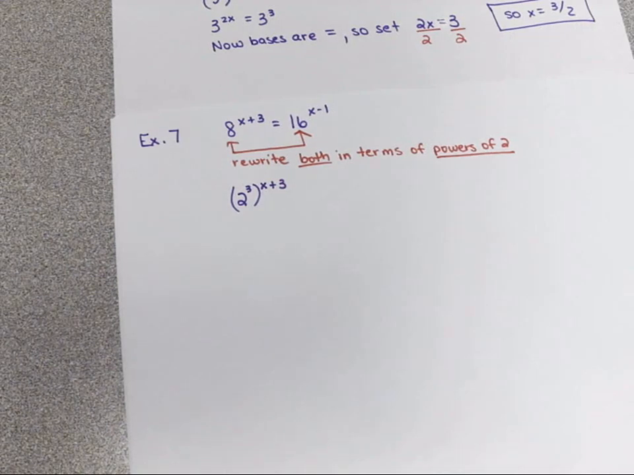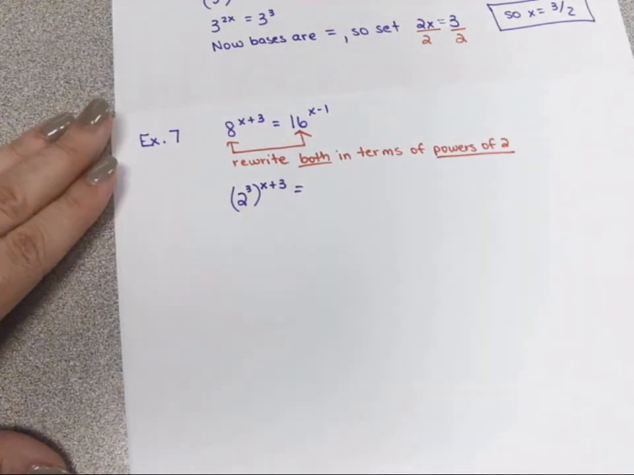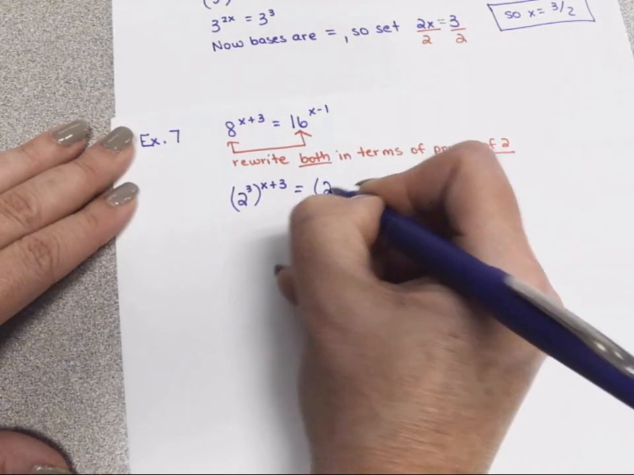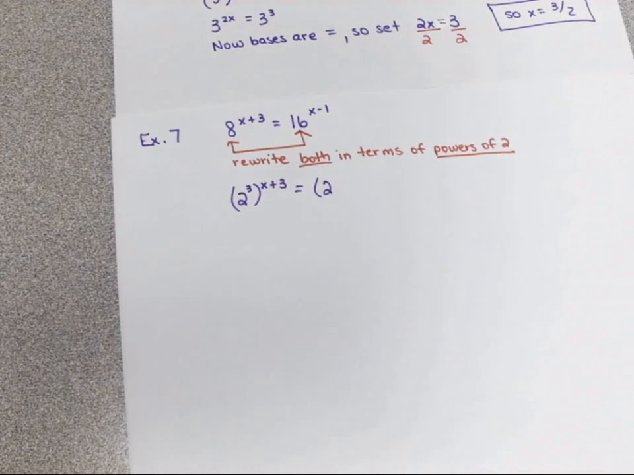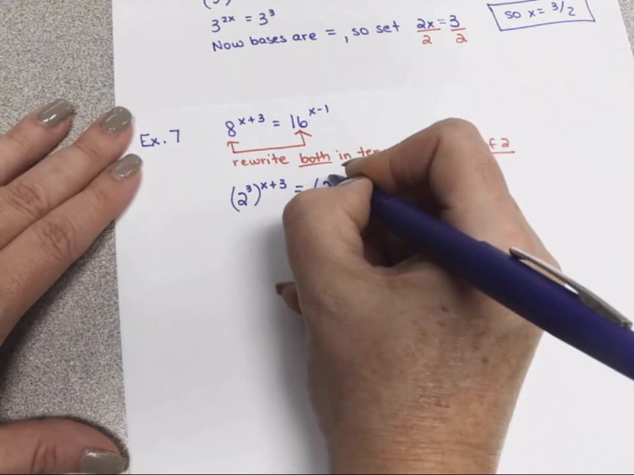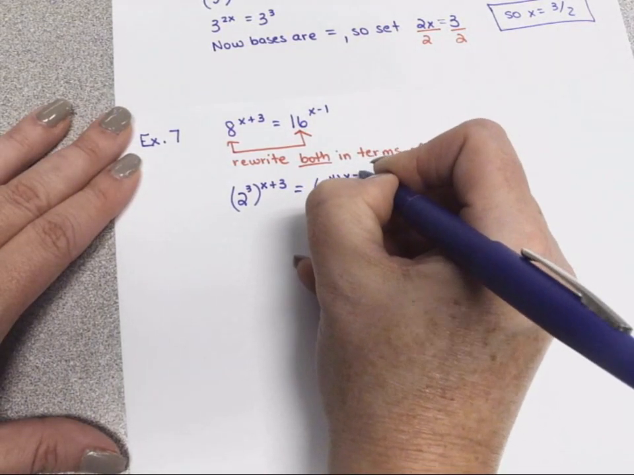So doing the same process, what would I do on the right side? I would rewrite 16 as 2 to what power? So how many 2's does it take to multiply by each other to get you to 16? One more, right? 4? Okay, so it'd be 2 to the 4th power. And then again, we still have our x minus 1 power.